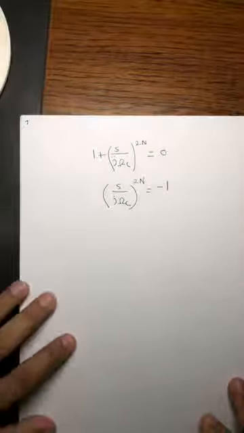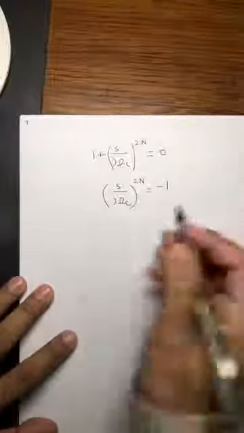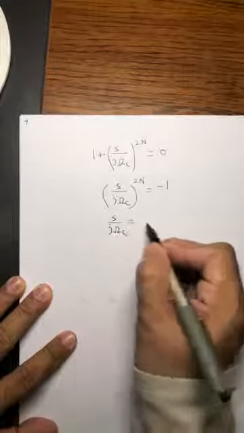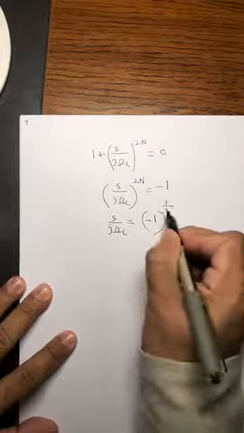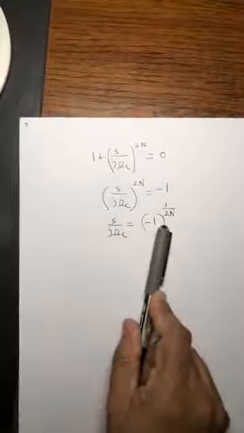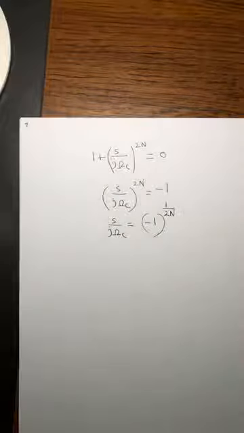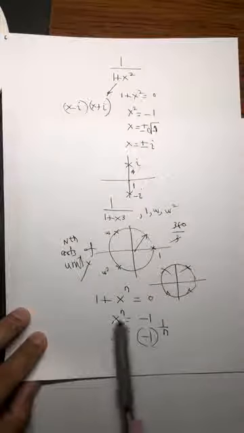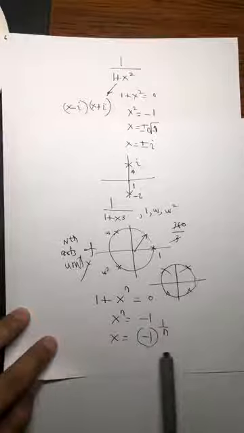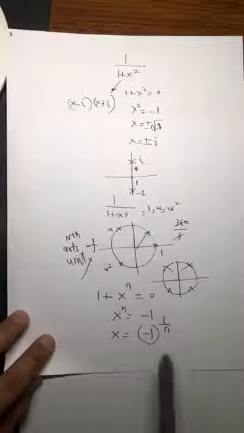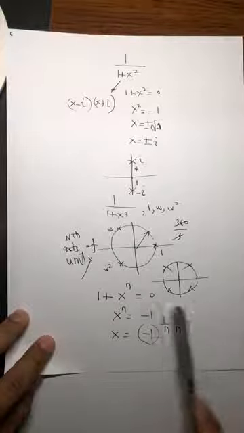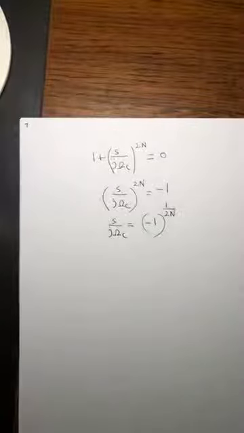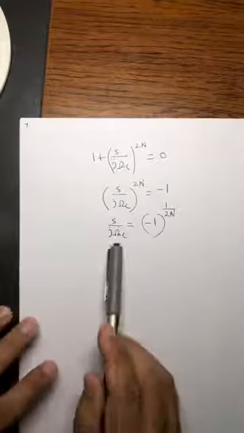of course, right? And then you take 1 over 2n, so it becomes s over j omega c is equal to minus 1 raised to 1 over 2n. So this is minus 1 to the 1 over 2n, as was here: 1 plus x to the n is equal to 0, x to the n is equal to minus 1, x is equal to minus 1 to the 1 over n, the nth root of unity, means a circle whose magnitude is 1, and there are going to be n roots. So similarly here, but this is not s, there is a j omega c here.